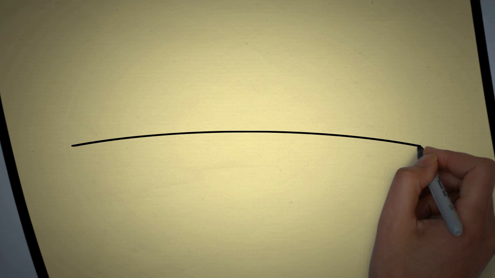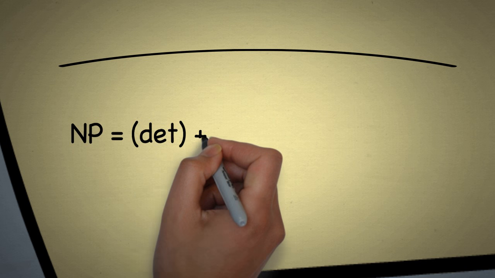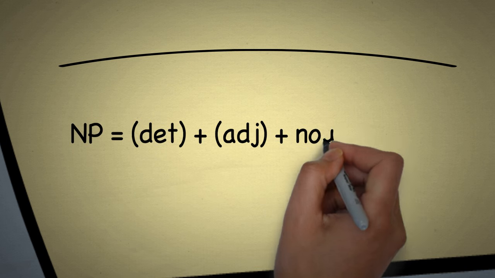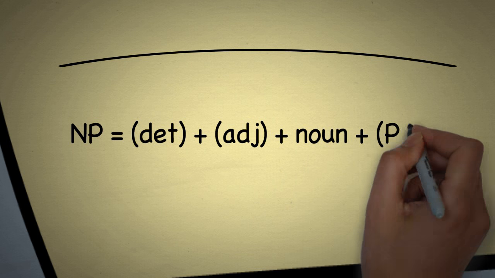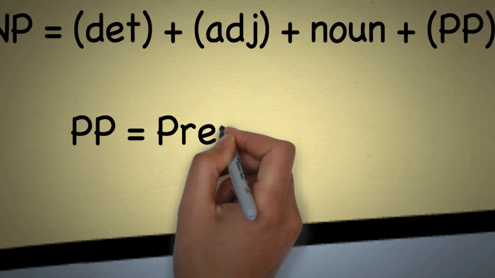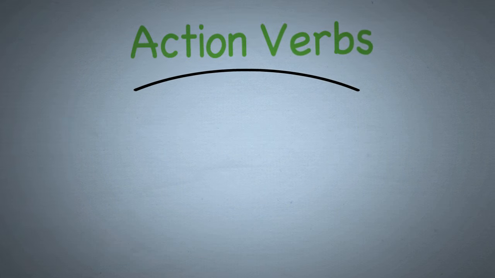In order to understand those definitions, we need to know what a noun phrase and a prepositional phrase are, so we'll define them down here. A noun phrase is an optional determiner followed by an optional adjective plus a noun plus an optional prepositional phrase. A prepositional phrase is a preposition plus a noun phrase.